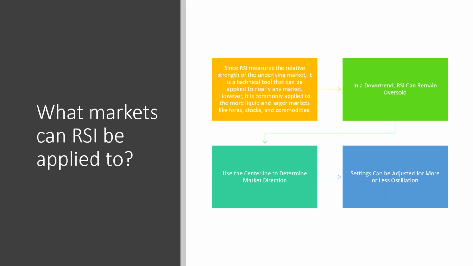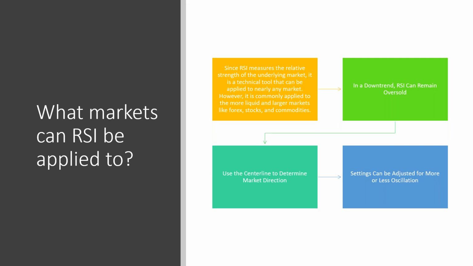Settings can be adjusted for more or less oscillation. Now, oscillation is the movement up and down, up and down, up and down. Whether you're looking at RSI or you're looking at a radar screen, it's the oscillator moving up and down. So by adjusting its sensitivity, you get less of this oscillation.